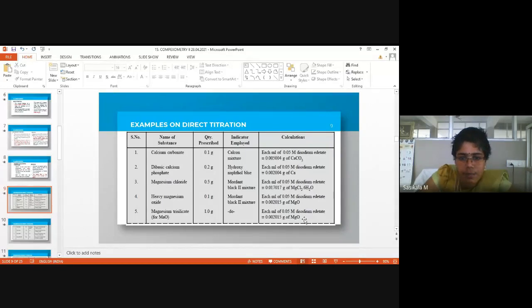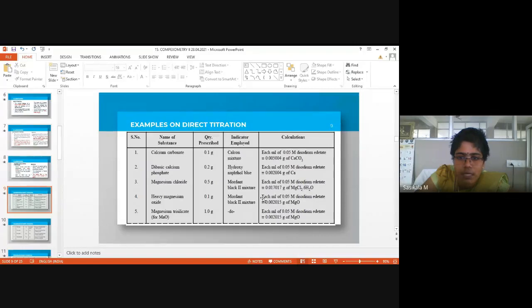And these are some drugs titrated with EDTA, disodium edetate. EDTA can be called disodium edetate: ethylene diamine tetra acetic acid, disodium edetate. It will be available as the sodium salt of EDTA, so it is called disodium edetate. In order to increase the solubility of EDTA, it is attached with sodium salt.